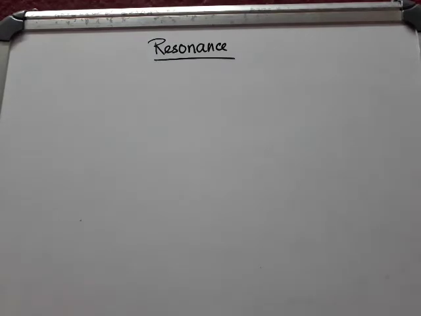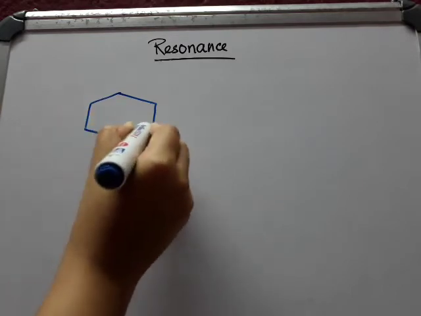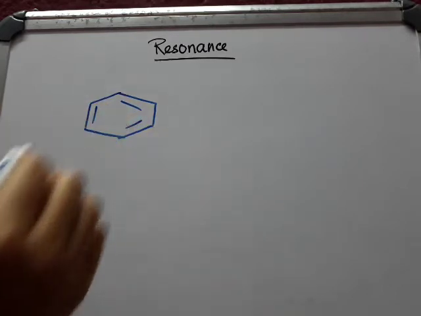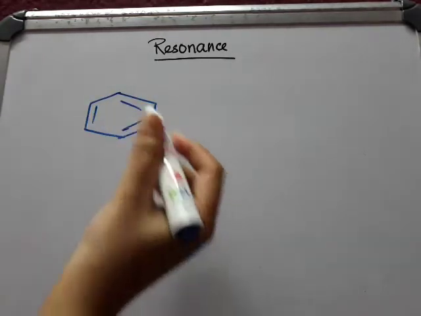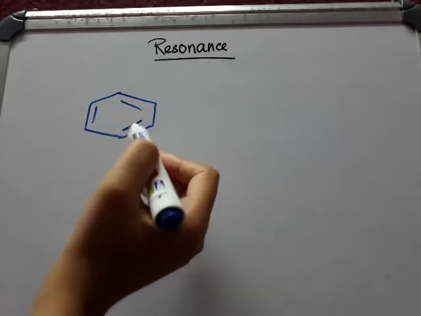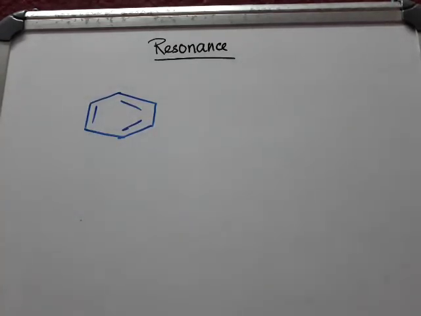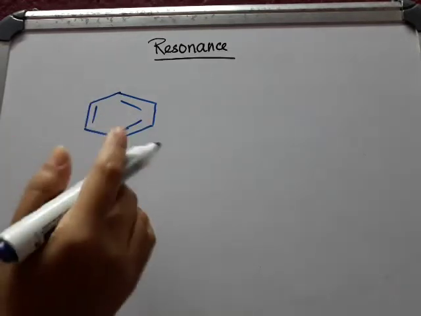Now we will talk about the benzene molecule. So this is benzene, which has alternate double and single bonds. Here are 3 carbon-carbon double bonds and 3 carbon-carbon single bonds. That means the alternate double bond single bond system is this.